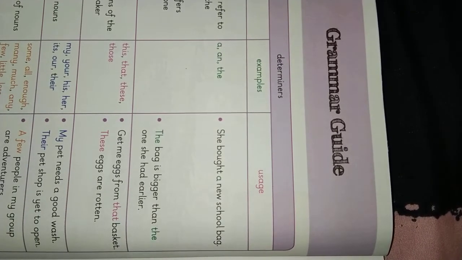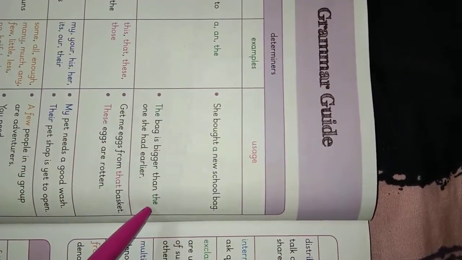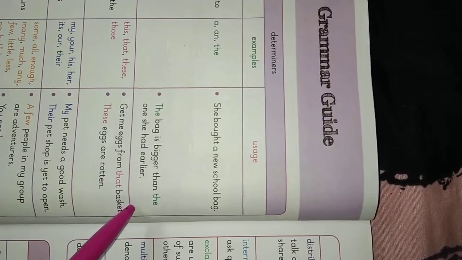Then the second one is definite articles. Definite articles refer to one or more than one particular noun. Generally, the definite article is the. The bag is bigger than the one she had earlier. So here we see the, which is very specific. That is called a definite article.